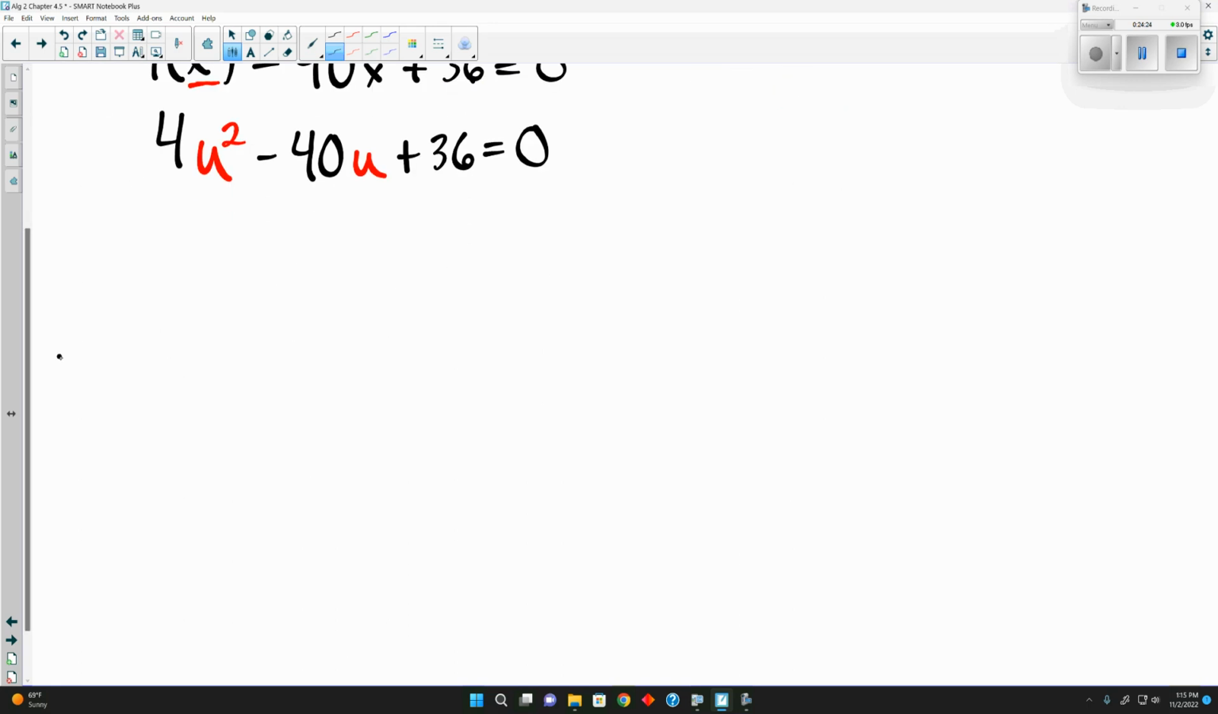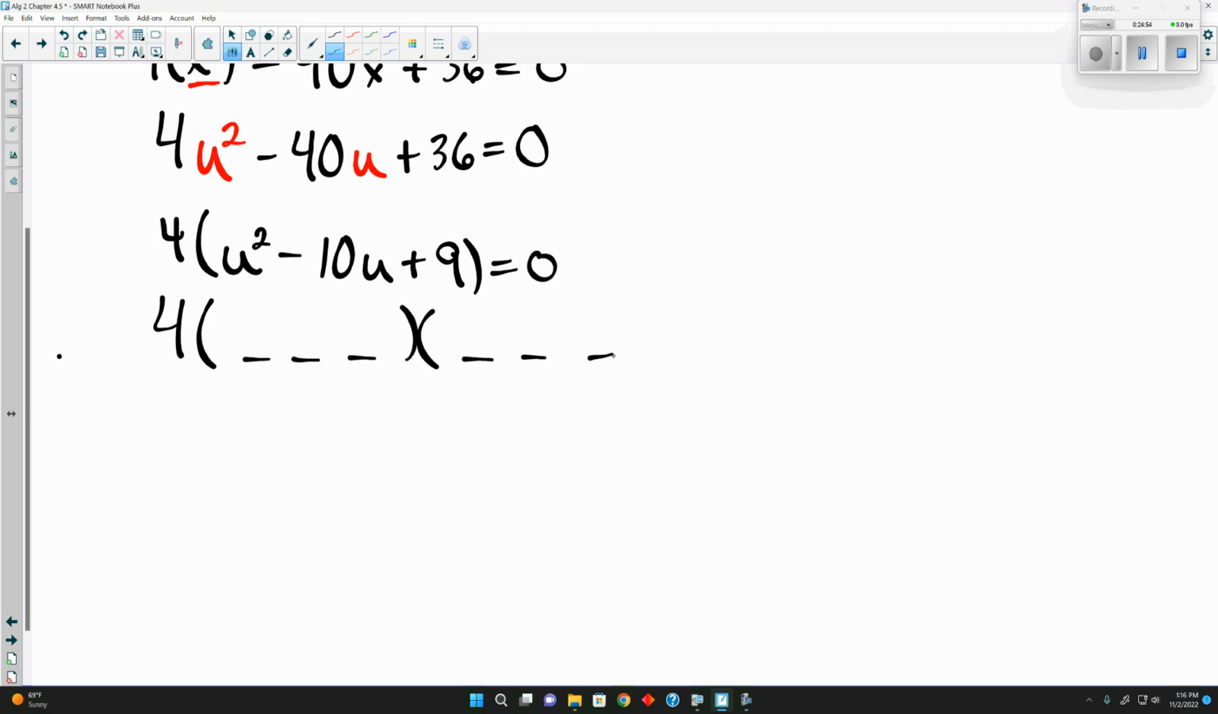So looking at this here, we could pull out a greatest common factor of what? Just 4. So if I factor 4 out, we have u squared minus 10u plus 9 is equal to 0. And again, at this point, we could factor this. So we would have 2 sets of parentheses with 3 spaces.